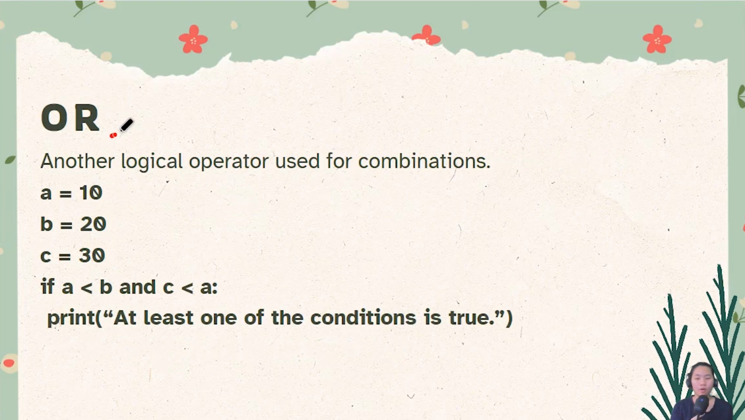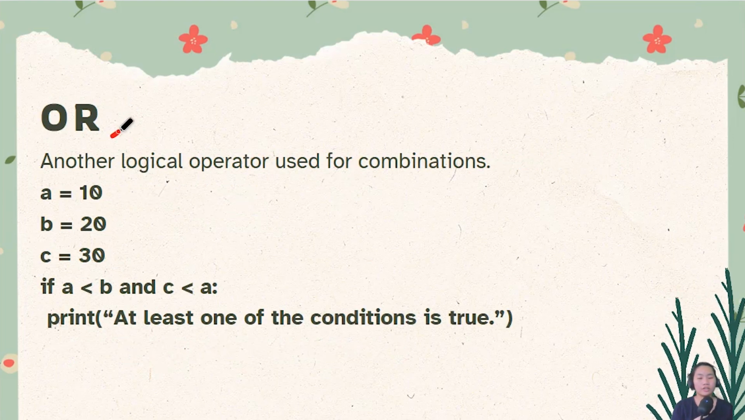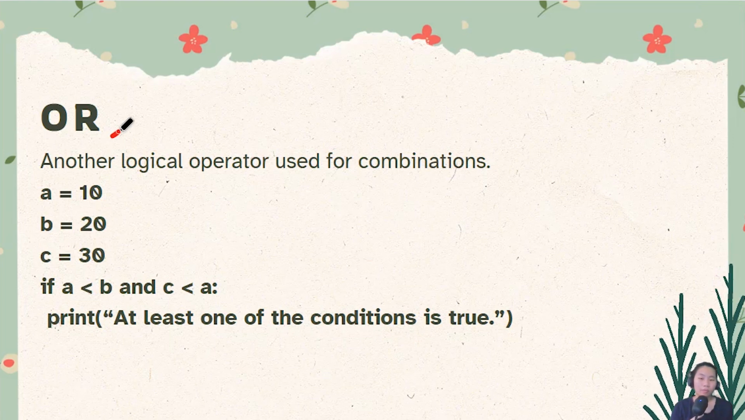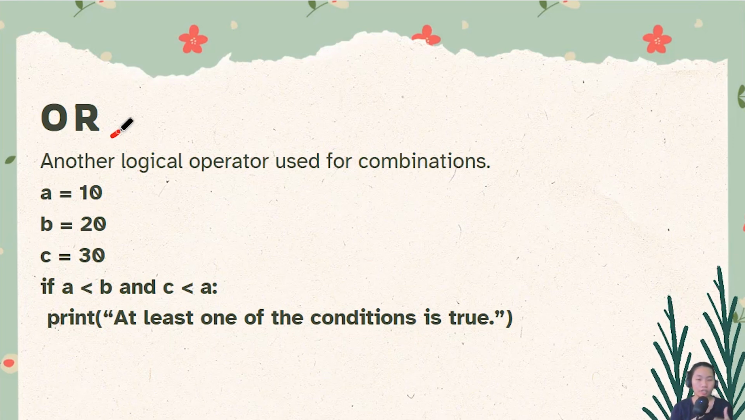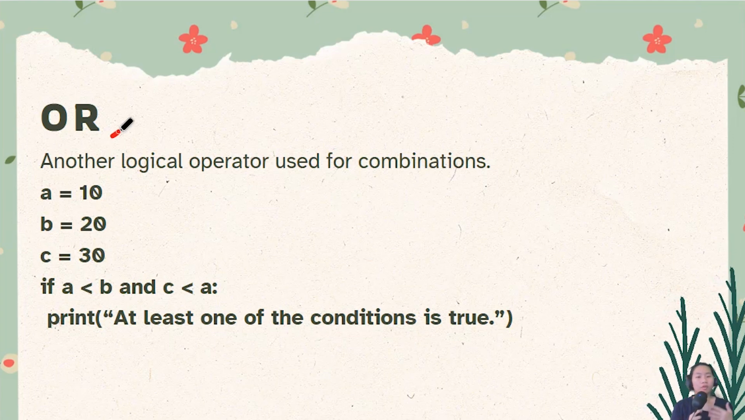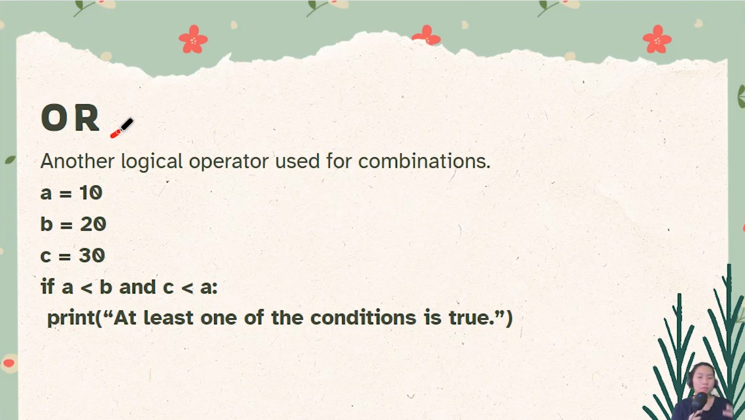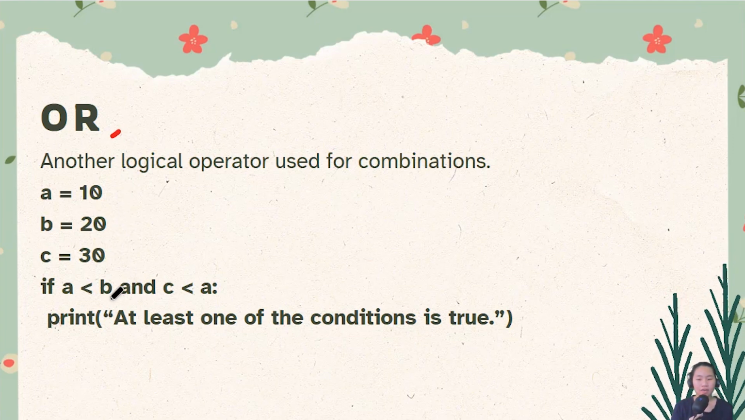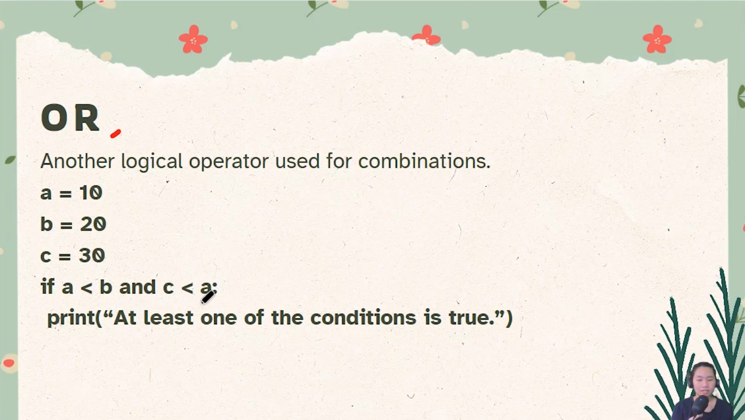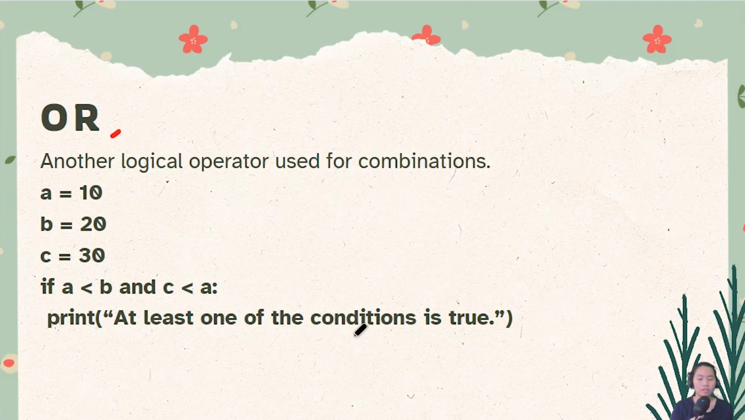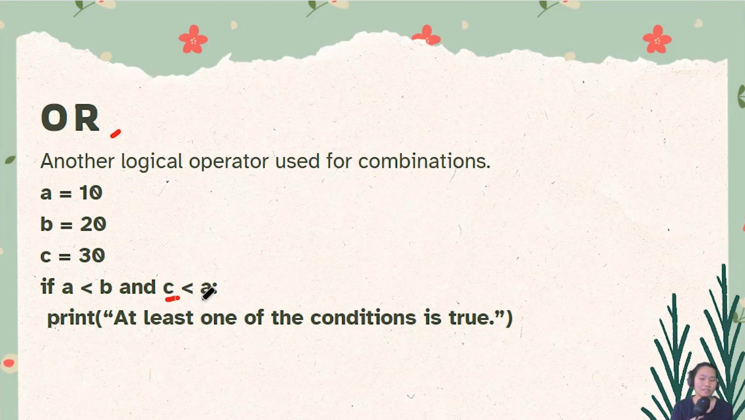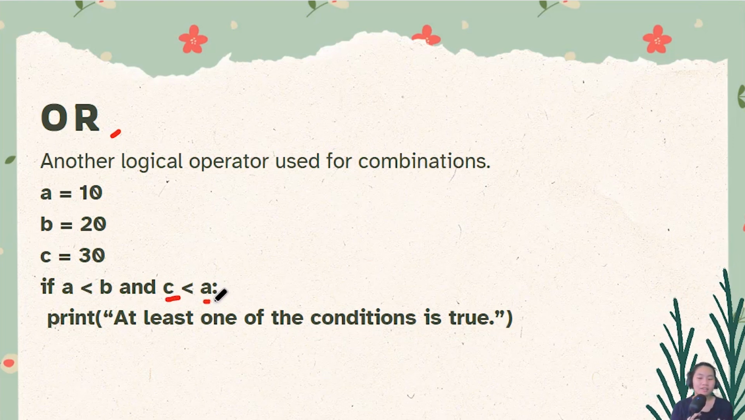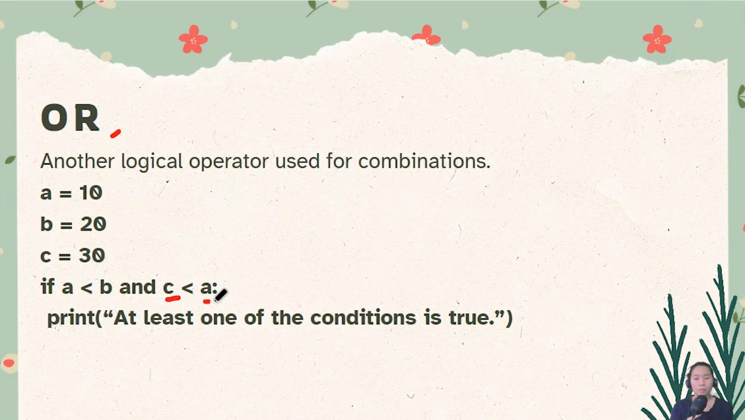Next up, the or keyword. It is another logical operator, just like and, it's used for combinations. However, with and, both conditions must be met. But for or, only one needs to be met, right? So only one is good enough. And I have the same a, b, and c. If a is less than b and c is less than a, print at least one of the conditions is true. Now, obviously, c is not less than a, right? c is 30, a is 10. So this part is not satisfied.